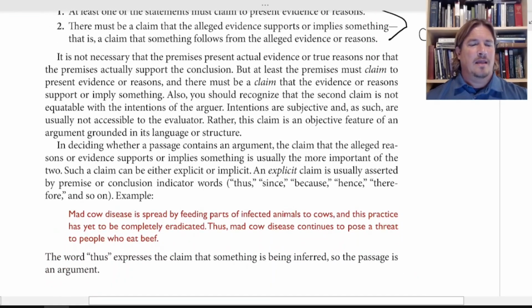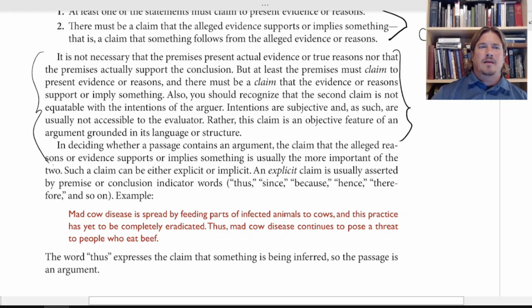So again, one of the key things here is in this little paragraph. For something to be an argument, it doesn't have to be a good argument. I can give you an argument that is still an argument, even though it's a bad argument. So, for example, here's what I'm trying to prove. I'm going to try and prove to you that the moon is made out of green cheese. Okay, Tim, prove that. Give me some evidence for this.